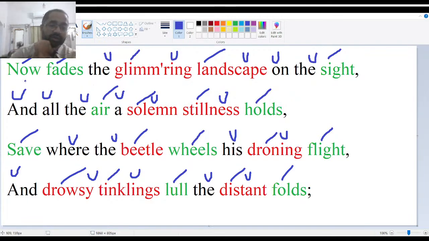Where do you break? Put the first division. Now fades, you have to break it here, because if you break it after now, you get an incomplete foot at the beginning of a line. I'm not saying that this is not possible, there can be asynchronous meters, but in this case it is not applicable.